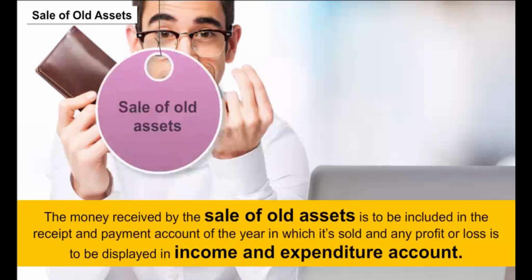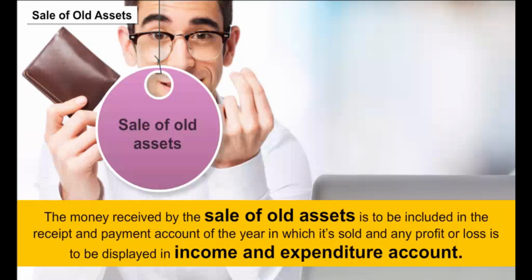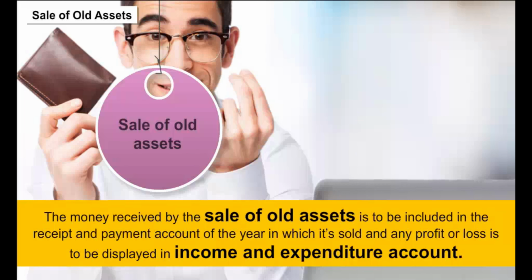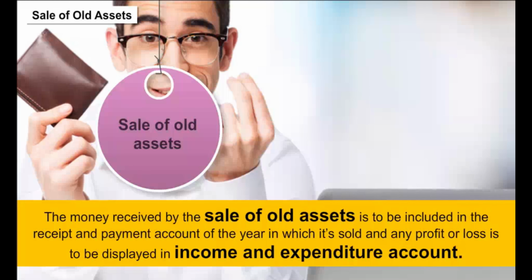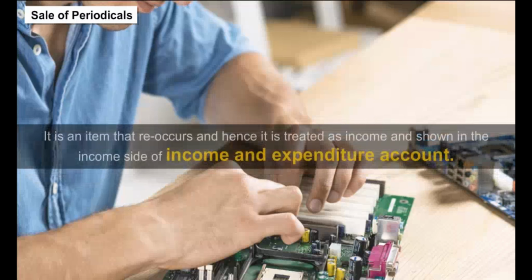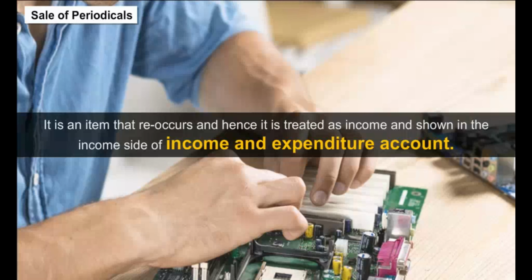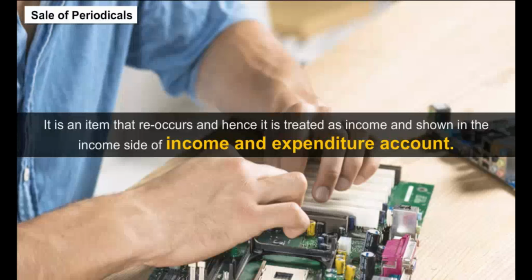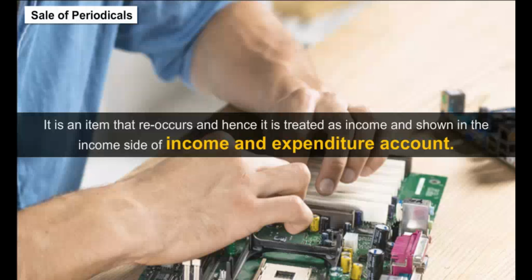Sale of old assets. The money received by the sale of old assets is to be included in the receipt and payment account of the year in which it is sold, and any profit or loss is to be displayed in the income and expenditure account. Sale of periodicals. It is an item that recurs and hence it is treated as income and shown on the income side of the income and expenditure account.